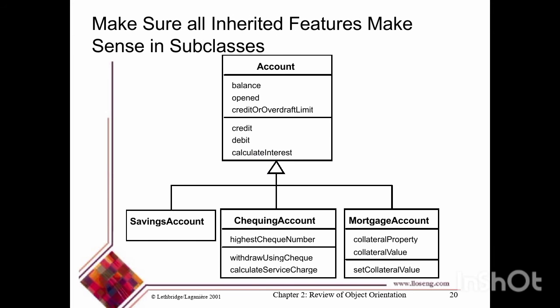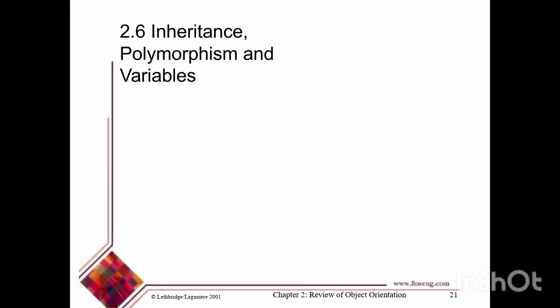Next, the 20th slide: make sure all inherited features make sense in subclass. Here is the detailed account example. Here we are adding the attributes of balance, opened, credit or overdraft limit, and credit to debit to calculate interest. Here also highest check number, and also withdraw using check, calculate service charge, and collateral property and collateral value, and set collateral value. This is adding attributes and methods here. And inheritance, polymorphism and variables.